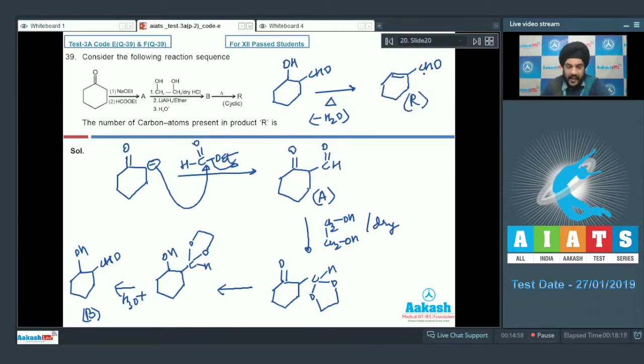So the examiner is again interested in the number of carbon atoms present. We can clearly see that there are 7 carbon atoms present in the product R. So the correct answer to this question is 07.